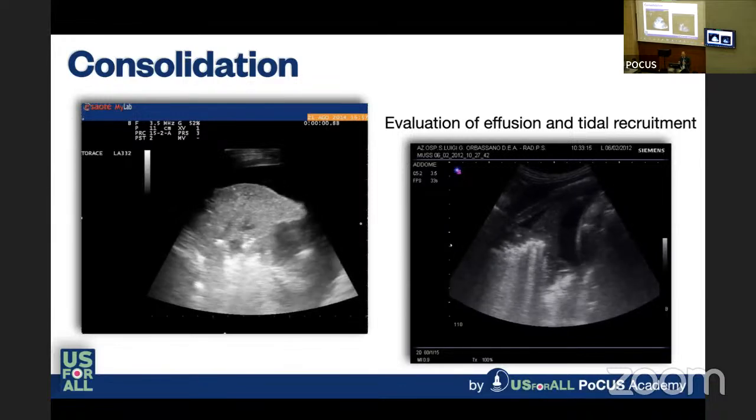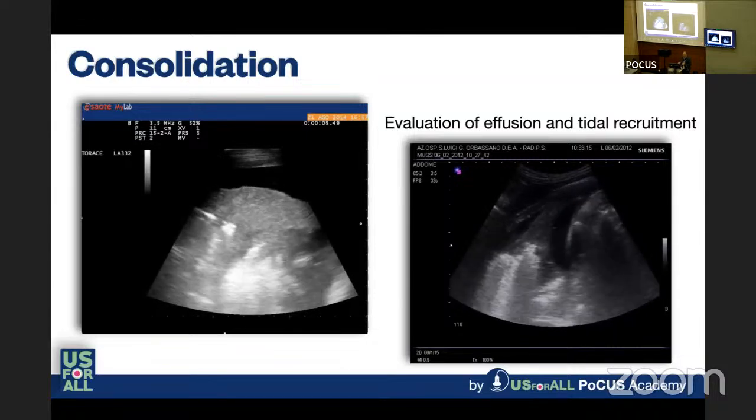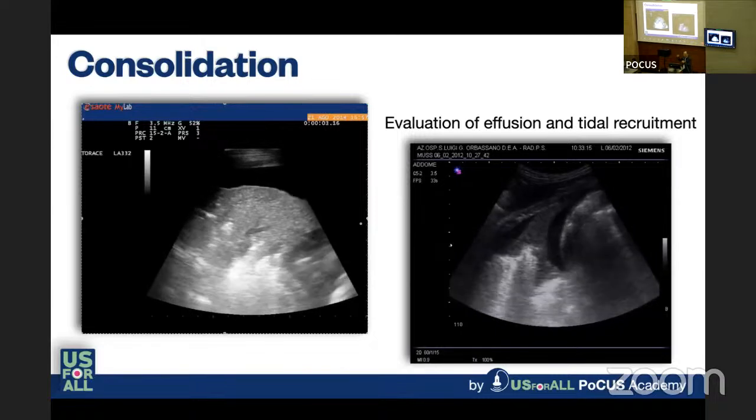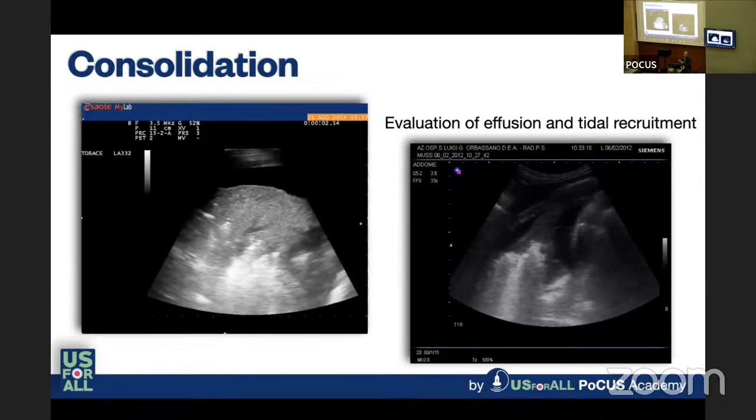We only need, if you want to improve the aeration, removing the fluid. Whereas in other situations, there is no movement of the reaeration margin. That means that probably the lung is just infected.